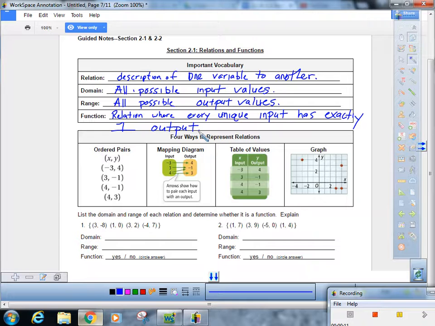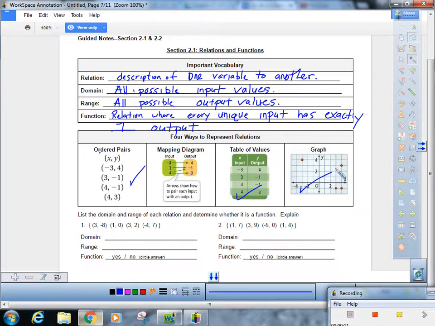Okay, so there's 4 ways to represent these relations. You could write them as ordered pairs, as they're written here or here. You could write them as a map. Every time I put in a -3, I get a -4. Every time I put in a 3, I get a -1. If I put in a 4, I could get a -1 or a 3. And that's not a function, but we'll get to that. You could write them as a table, or you can write them as a graph. You guys are used to doing mostly points, tables, and graphs, and that's not going to change here in Algebra 2. So we'll do some example problems.